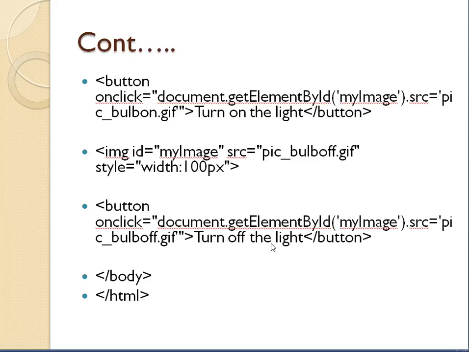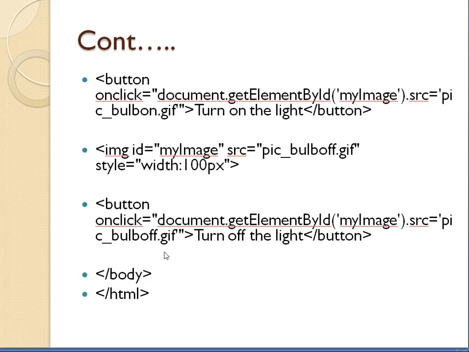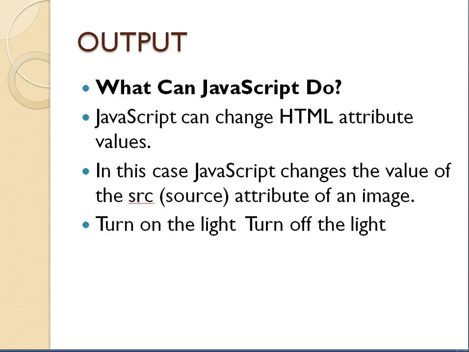So this program we have done in part 1. Coming to the next part, this is the output of the program in which the bulb was on and off. The output would be like this. This is the output of what JavaScript can do.